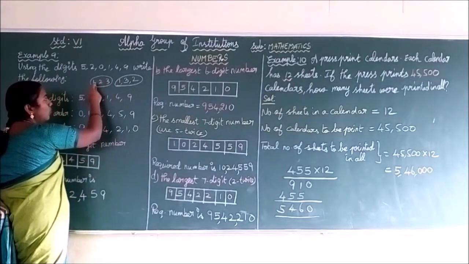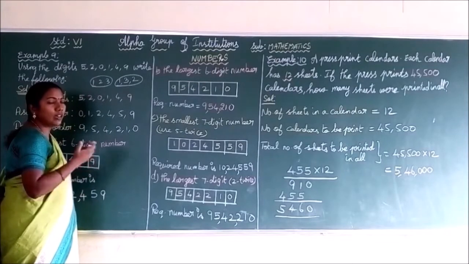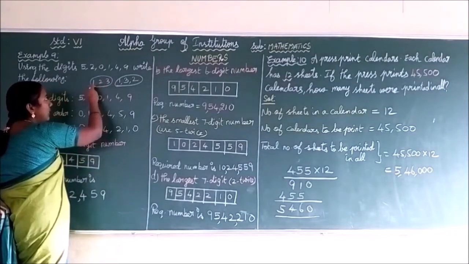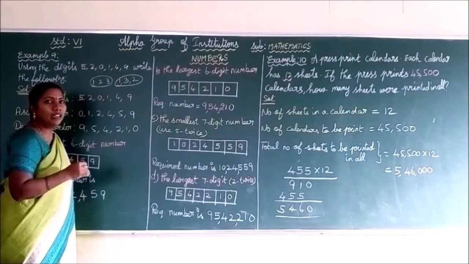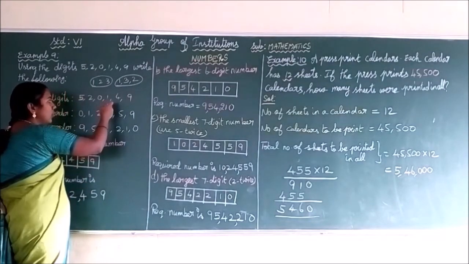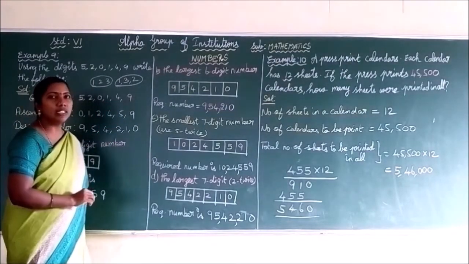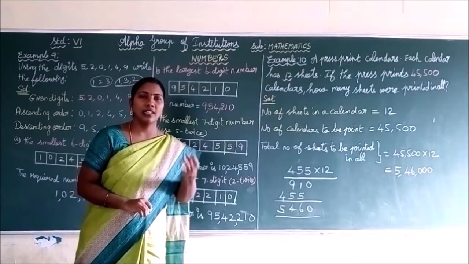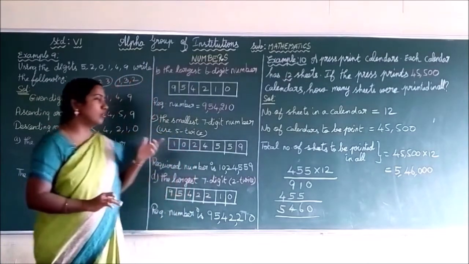And arrange the numbers in descending order. That is 3, 2, 1. What is the largest number? By using these 3 digits, the largest number is 321. Do you understand, children, why we are arranging the given digits in ascending order and descending order? It's clear, children. Okay, let us do the sum.